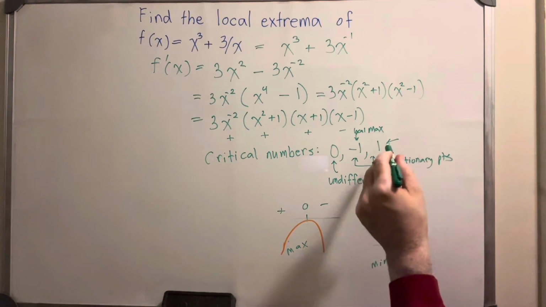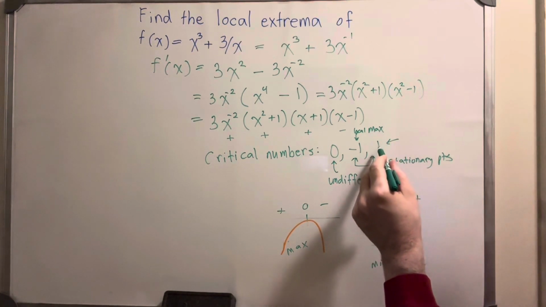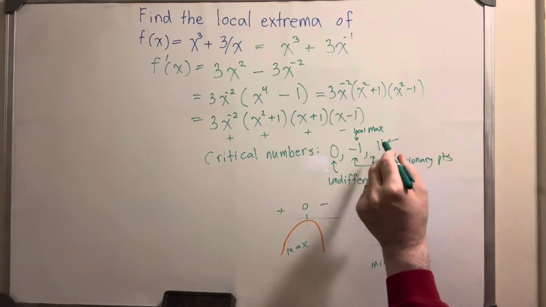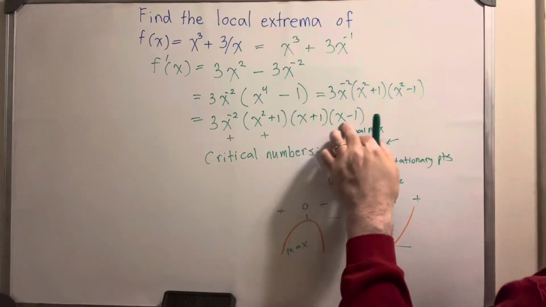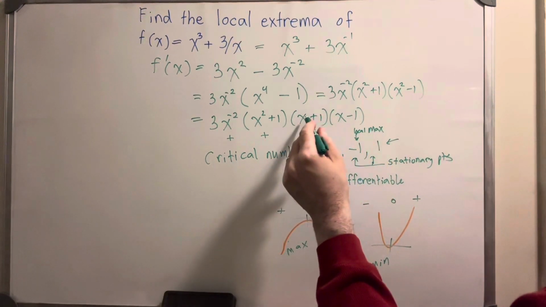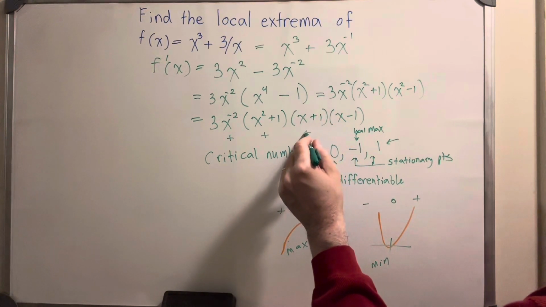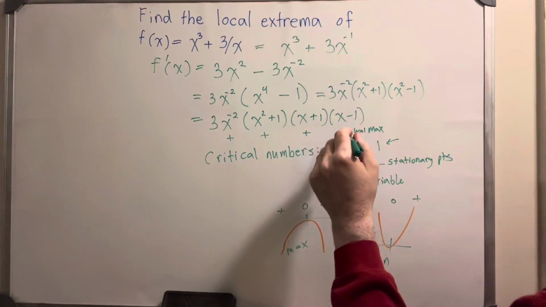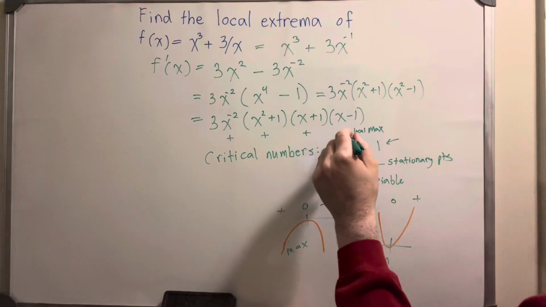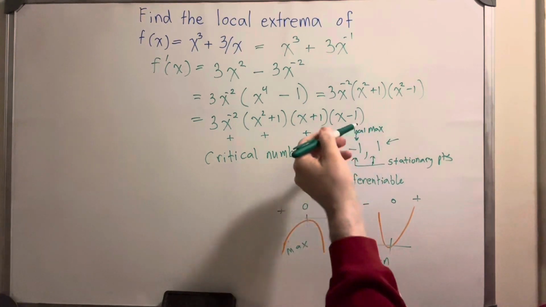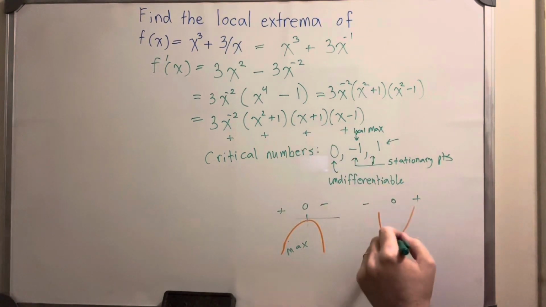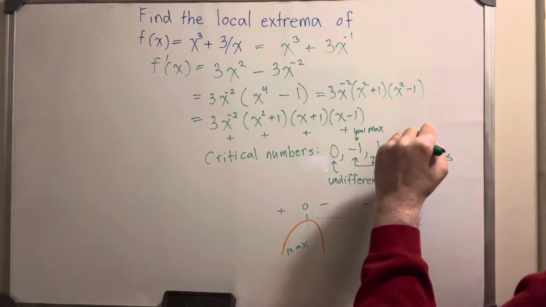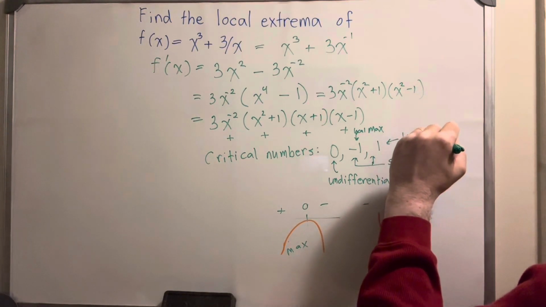Now let's think of a value close to but slightly greater than 1, 1.1. 1.1 plus 1 is positive. 1.1 minus 1 is a small positive number. So it's positive. So this would be a local minimum.